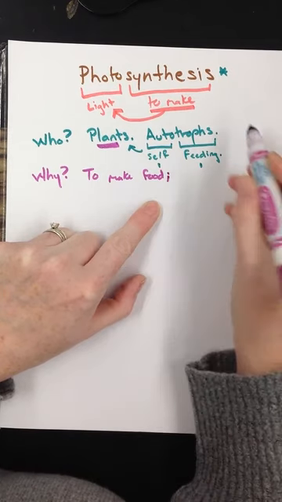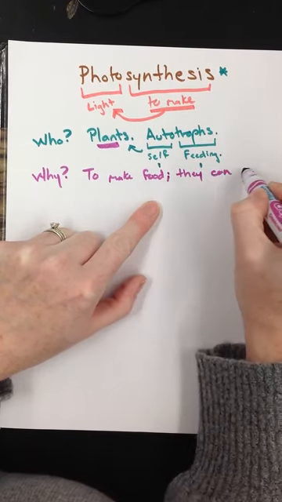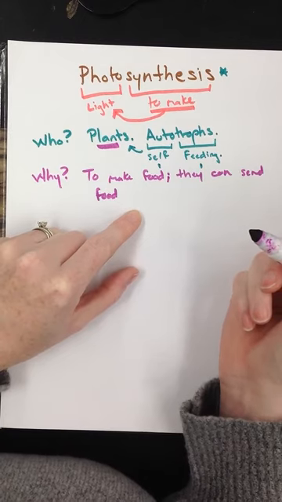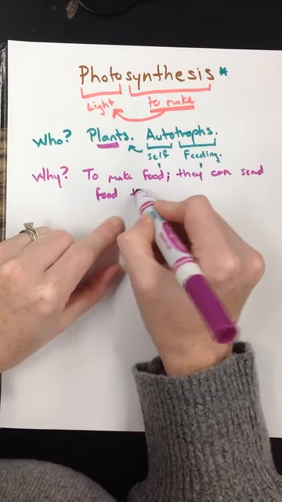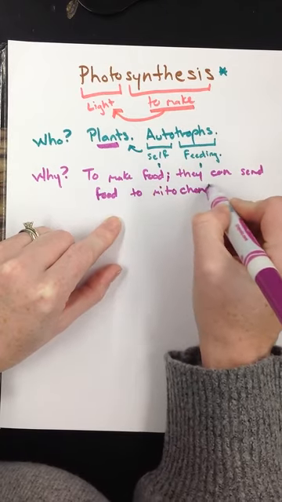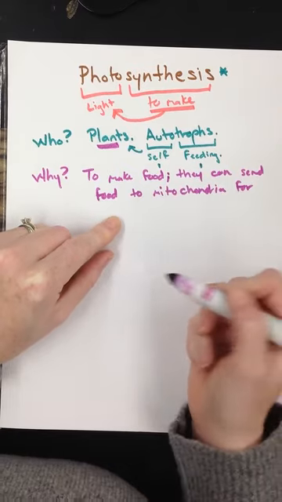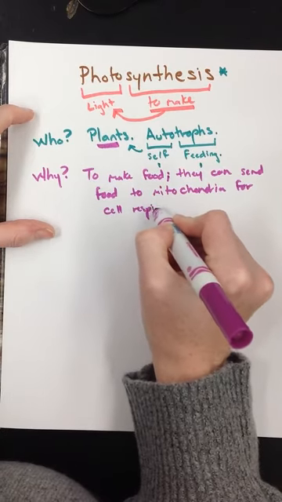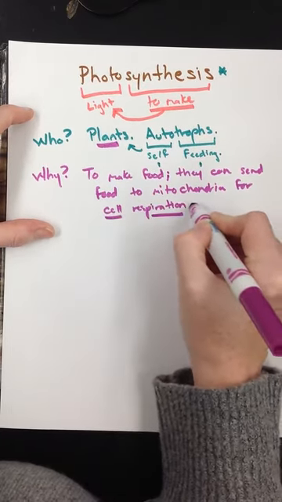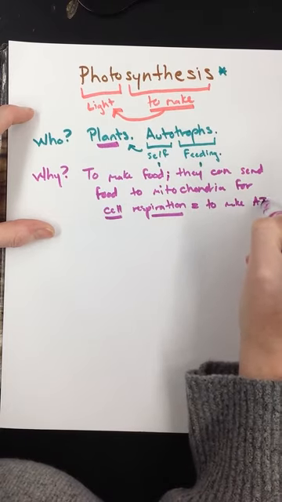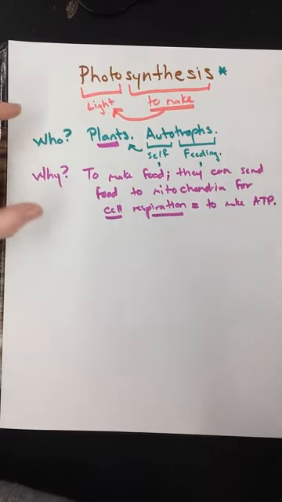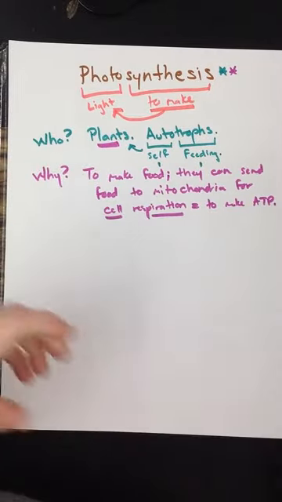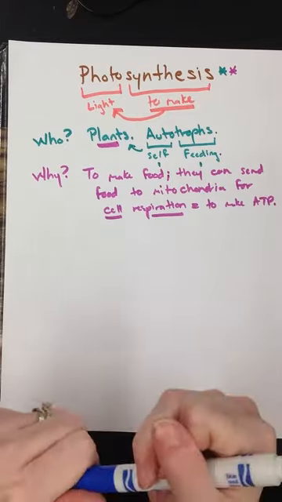But then once they make food, they can send the food to where all organisms make their energy, and that's the mitochondria. So they can send the food to the mitochondria for the process that we've been talking about for the past 2 weeks, cell respiration. Because remember, the entire purpose of cell respiration is to make ATP. So that's why plants do photosynthesis: they have to make the food so that they can do the process that allows them to get ATP so they can do all of their cellular functions, right?